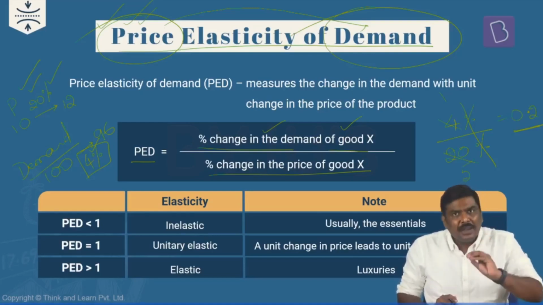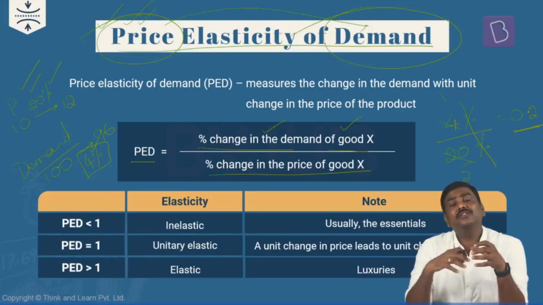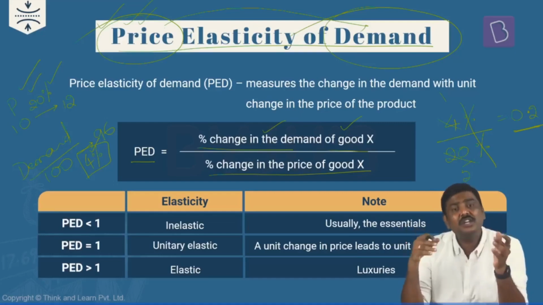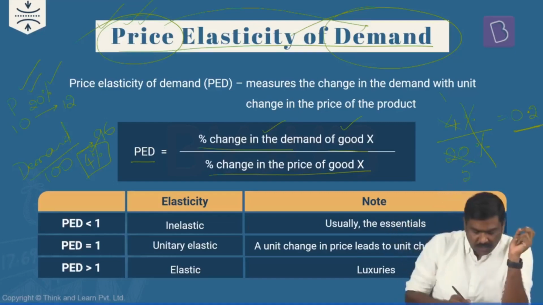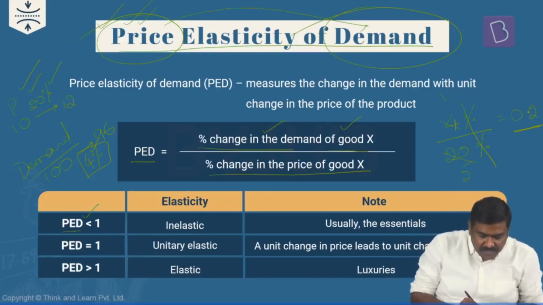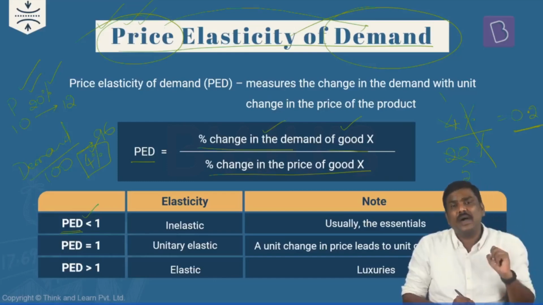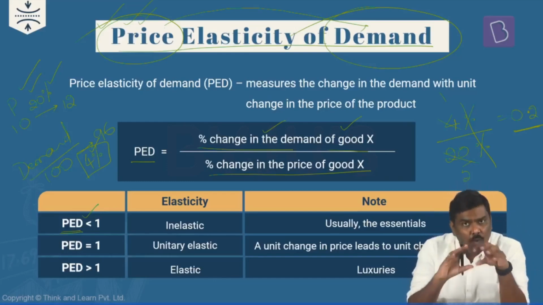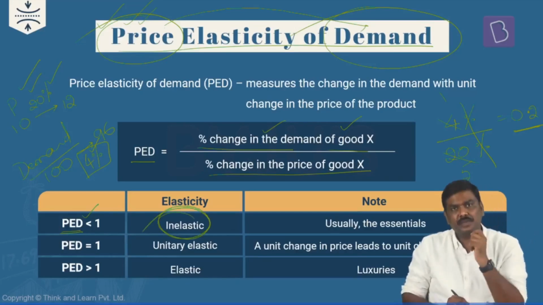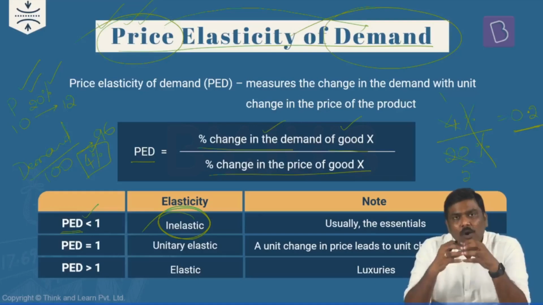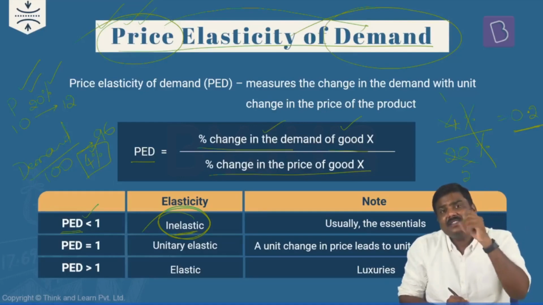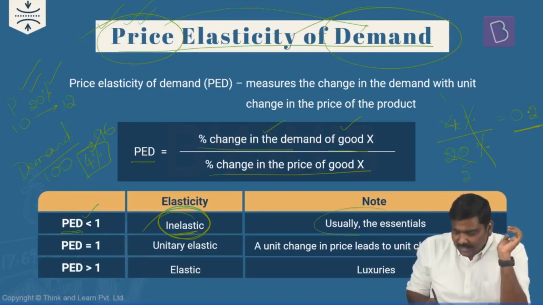And whenever you have an outcome like this, you can find out whether the good is an essential good, whether the good is a non-essential or a luxury product, etc. Now, you can infer that whenever the price elasticity of demand is lower than 1, such types of goods are called inelastic goods. I'll repeat it. Whenever the PED outcome is less than 1, these types of goods are referred to as inelastic goods, and generally these are essentials.